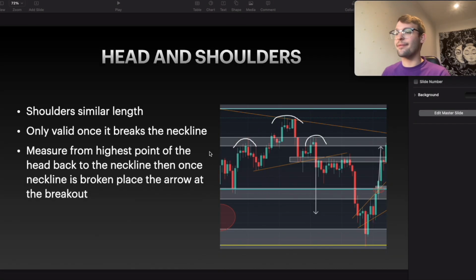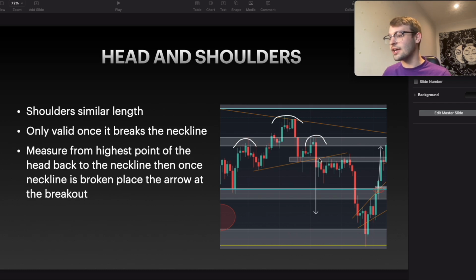Exactly. Just to recap on the head and shoulders pattern. If you recall, earlier on in the video, I said that the shoulders will be in similar lengths as you can see here, and the head will usually be a fake out. And we need to remember, guys, that the pattern only becomes valid once we break the neckline. And so how do we target the head and shoulders pattern? Remember, we need to measure from the tip of the head back to the neckline, and once it breaks out, we move the arrow to the breakout, and that will be our target.